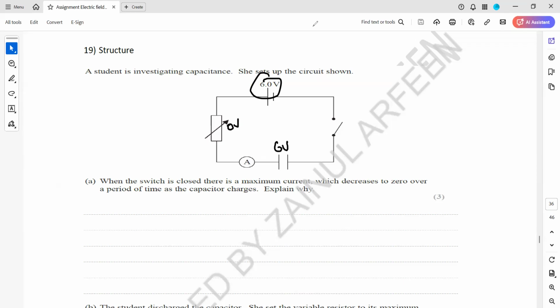So initially, this was 6 and this is 0. When the current is flowing, the capacitor is charging, the voltage across the capacitor is increasing and the voltage across the variable resistor is decreasing. Eventually, when the current stops, there is no flow of the charges, so the voltage across the variable resistor will be 0. If the current does not stop, there will be a potential difference. Now the battery potential is the same as the capacitor, so there is no flow of the charges. That's why the potential across the variable resistor will be 0.